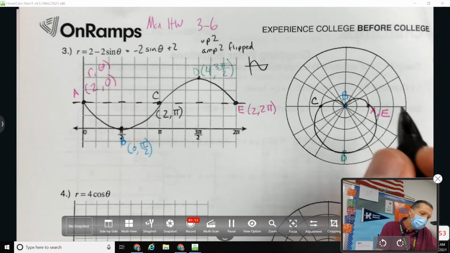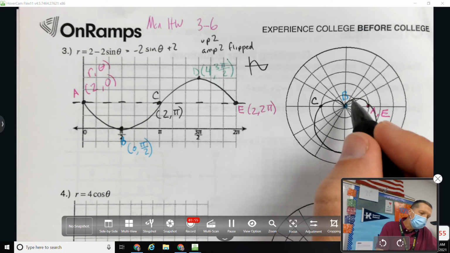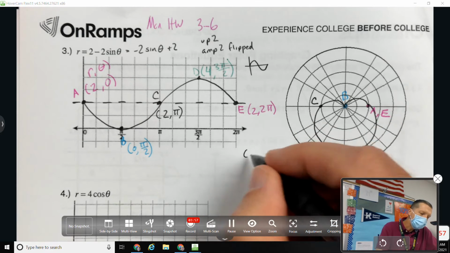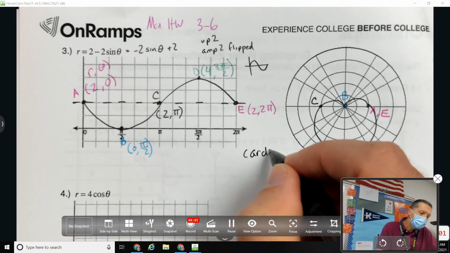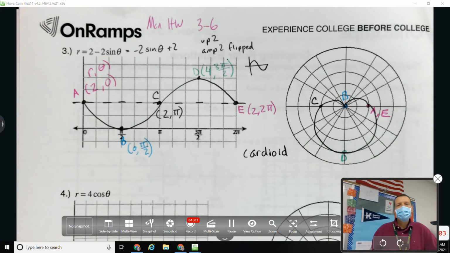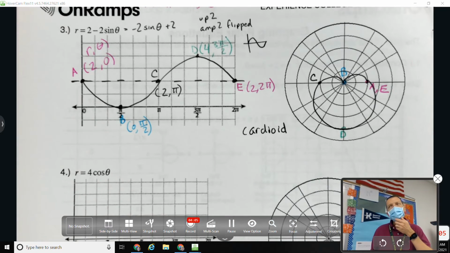And that one looks like a limacon, but because it goes back to the origin exactly, we call it a cardioid. We'll talk more about their names today.